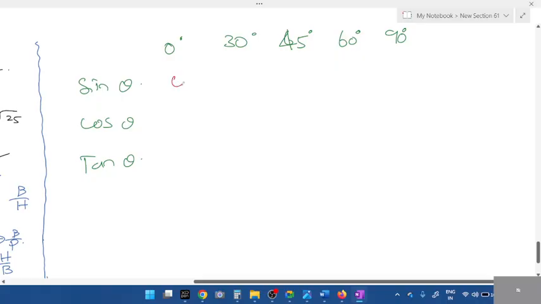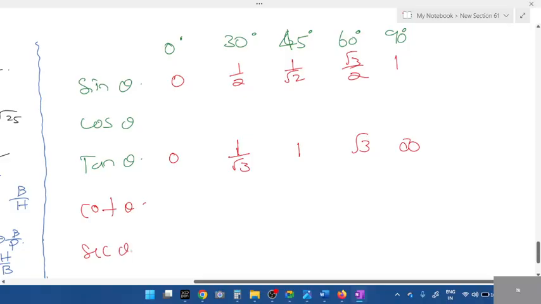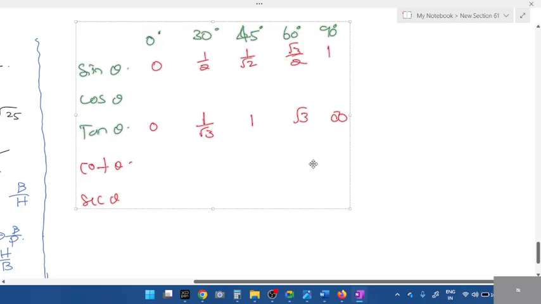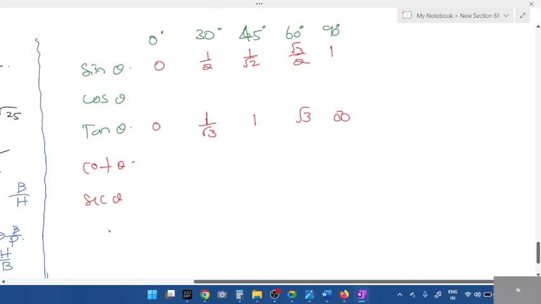What is the value for sine? 0, 1 by 2, 1 by root 2, root 3 by 2, and 1. And what about tan, students? For tan: 0, then 1 by root 3. This 1 remains as it is, and root 3 goes here, this way. And undefined. Next, cot theta, sec theta, cosec theta. Last concept. Based on this, I'll give questions tomorrow.